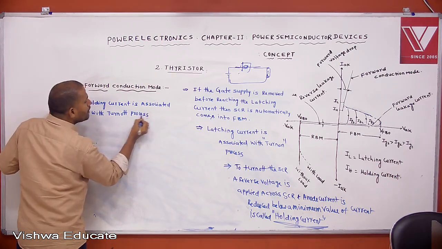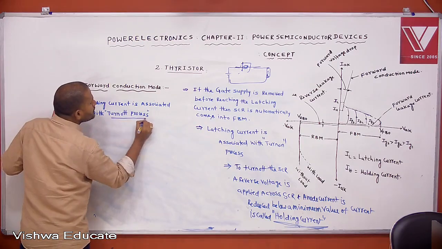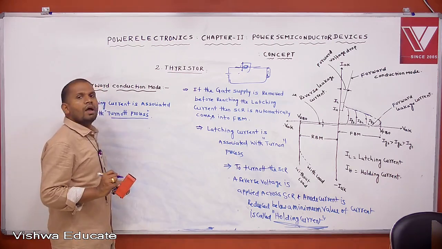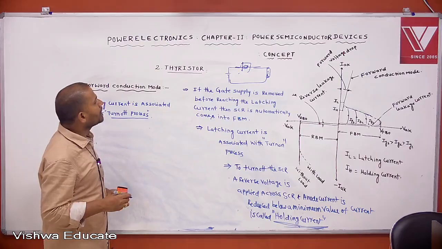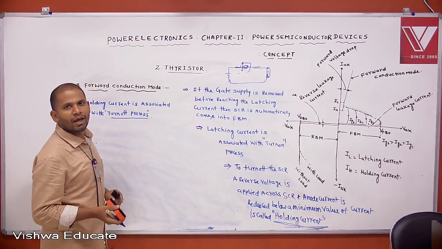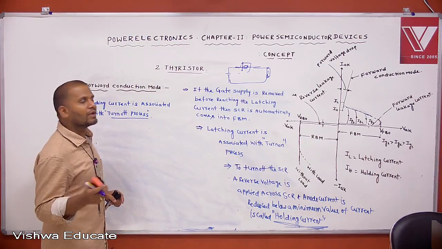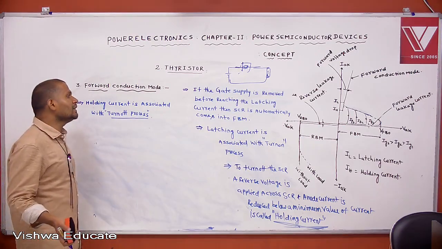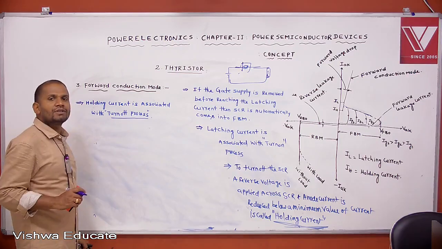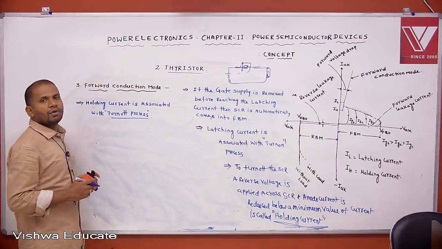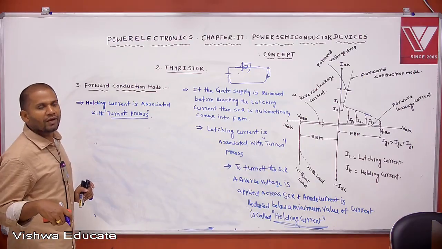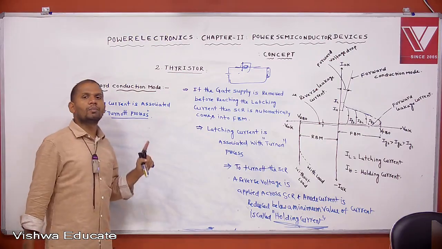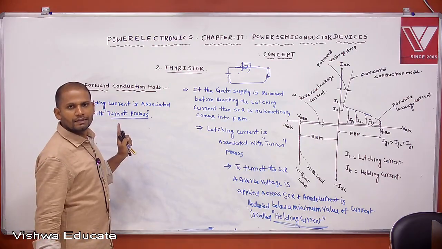Like this, the turn on and turn off process can be explained. The turn on and turn off of SCR is explained by using modes of operation, that is, forward blocking mode, forward conduction mode, and reverse blocking mode. We can make the SCR conduct. Again, if you want to turn off the SCR, we can reduce the current through the SCR below some minimum value of current. That is nothing but the holding current. Then holding current is associated with the turn off process. It's clear.